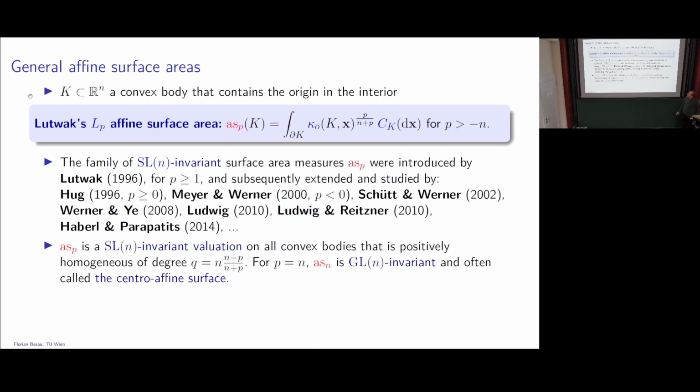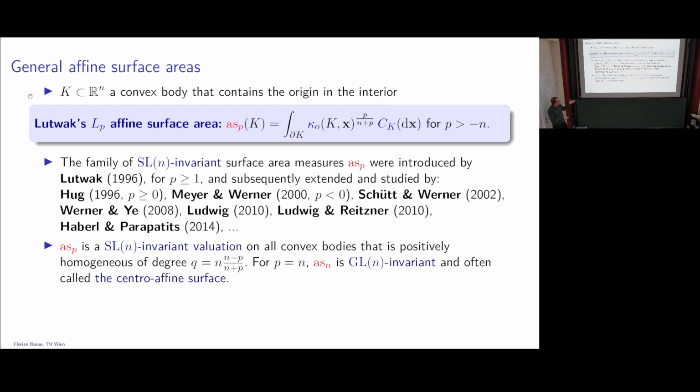Okay, so what are the properties of these functionals? Well, they are the canonically homogeneous examples for centro-affine curvature measures. And the degree of homogeneity, Q here, is controlled by P in this way. And there are special cases.